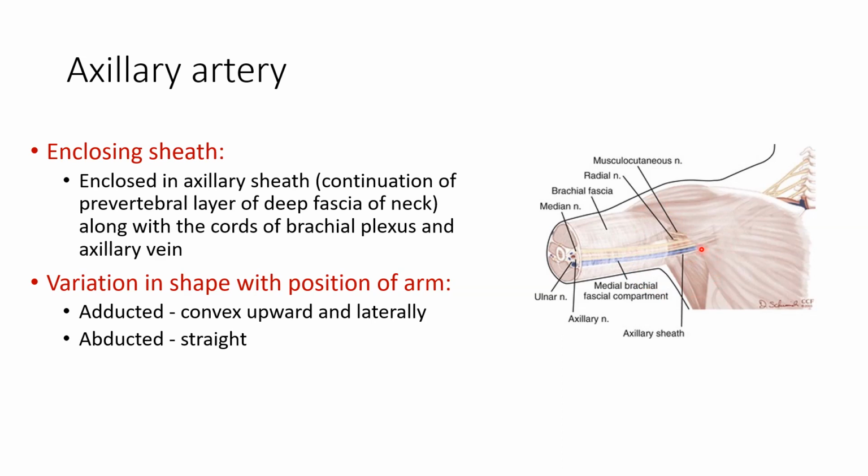The shape of the axillary artery will be different depending on the position of the arm. If the arm is adducted, it is convex upwards and laterally. If the arm is abducted, the artery is straight.